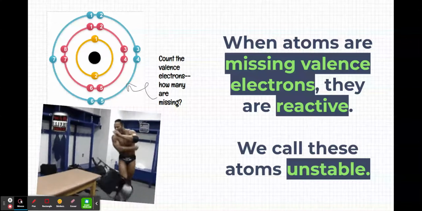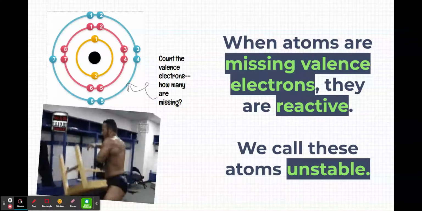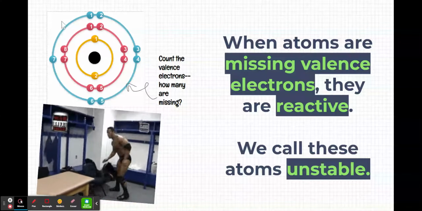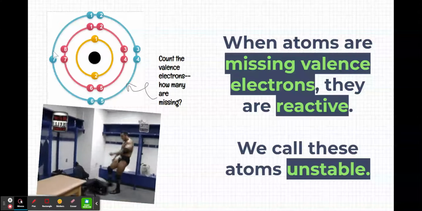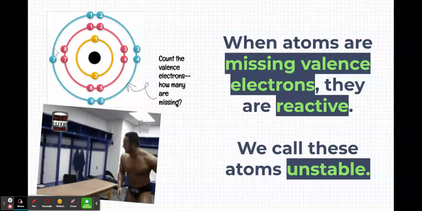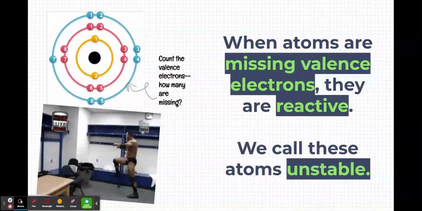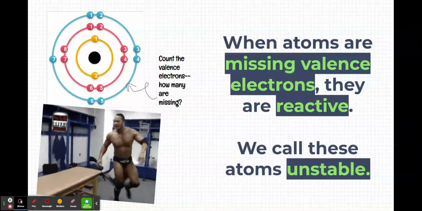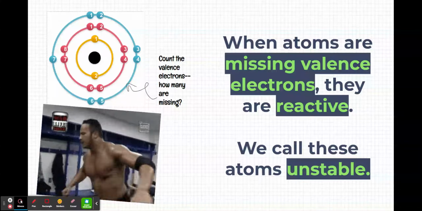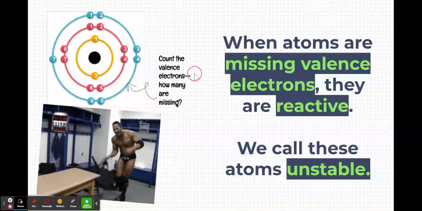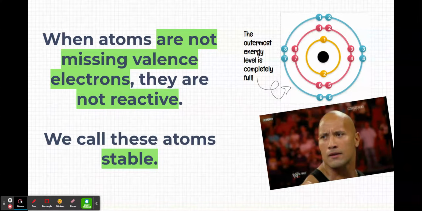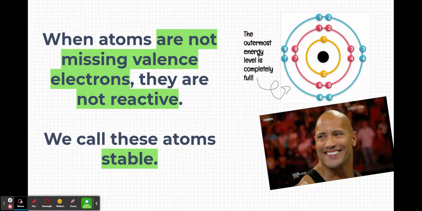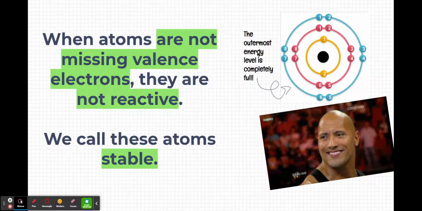And we call reactive atoms unstable. If I look at this model of the atom, I know that this level can take up to 8 electrons, so I know it's missing one. And so that's going to cause it to react with other atoms in order to fill that missing spot and be full. When atoms are not missing valence electrons, they are not reactive because they're completely full and they don't need any electrons. We call these atoms stable.